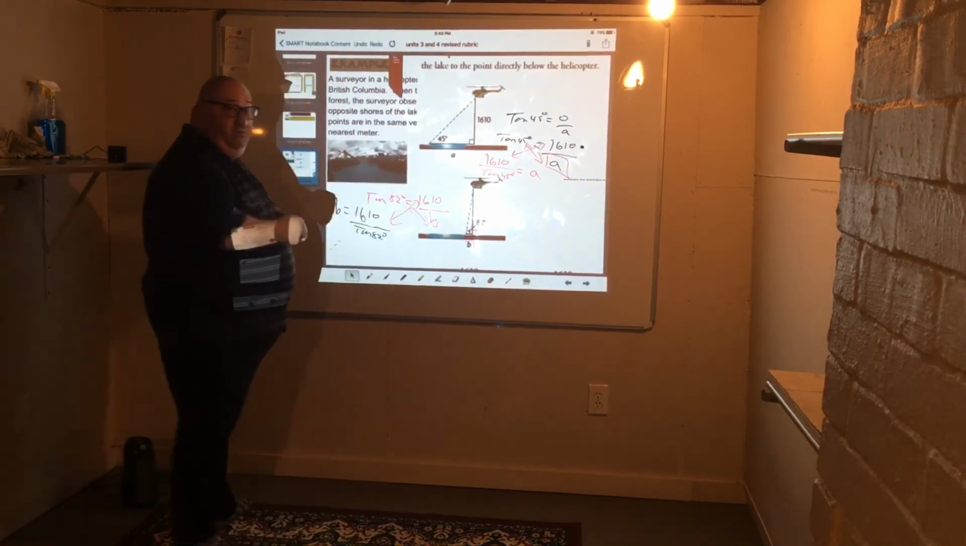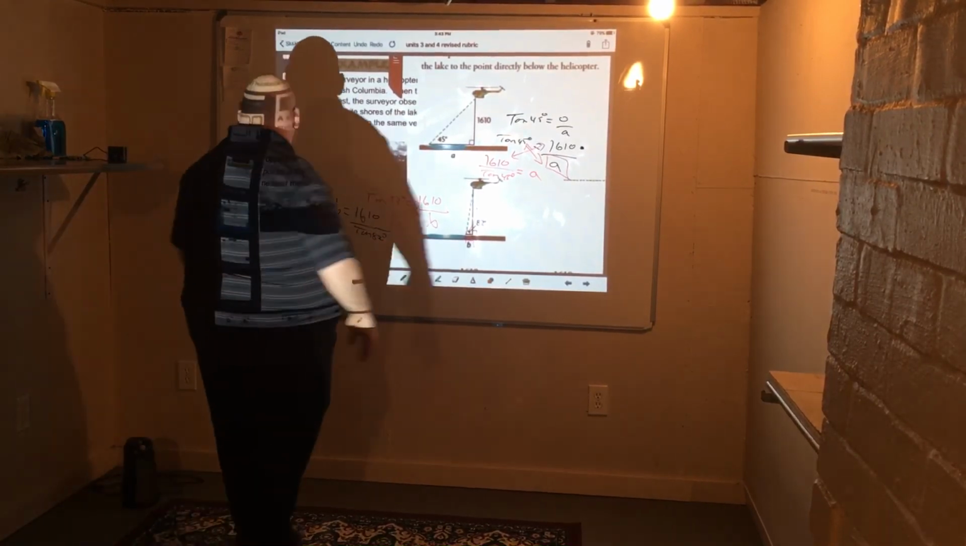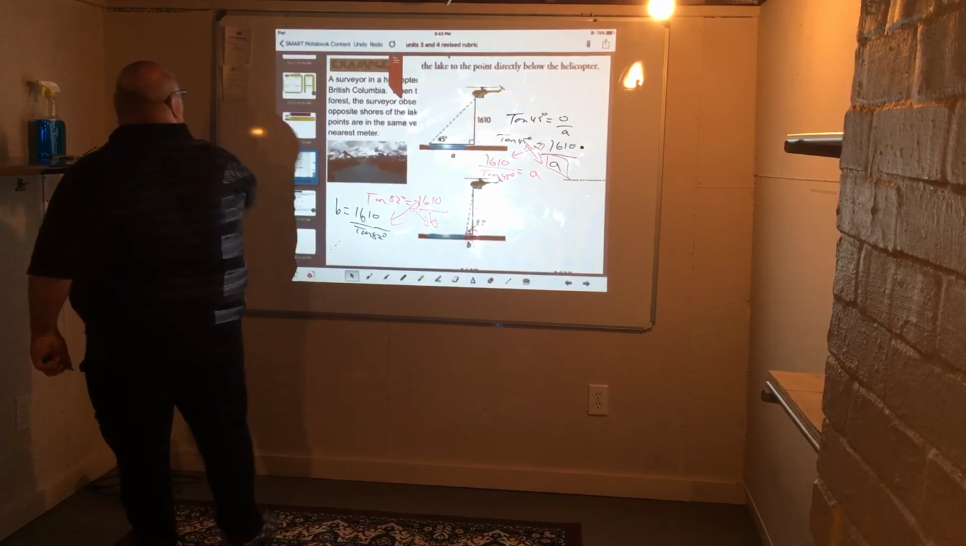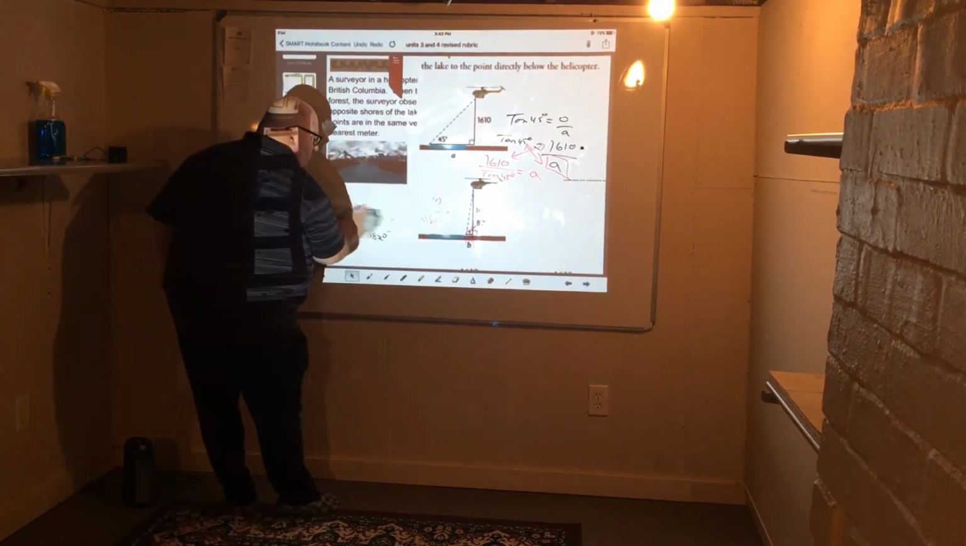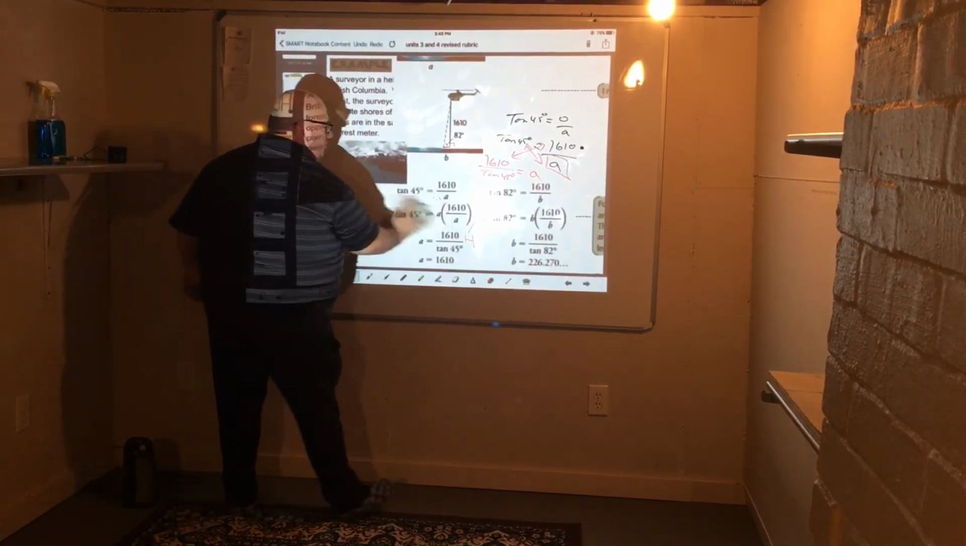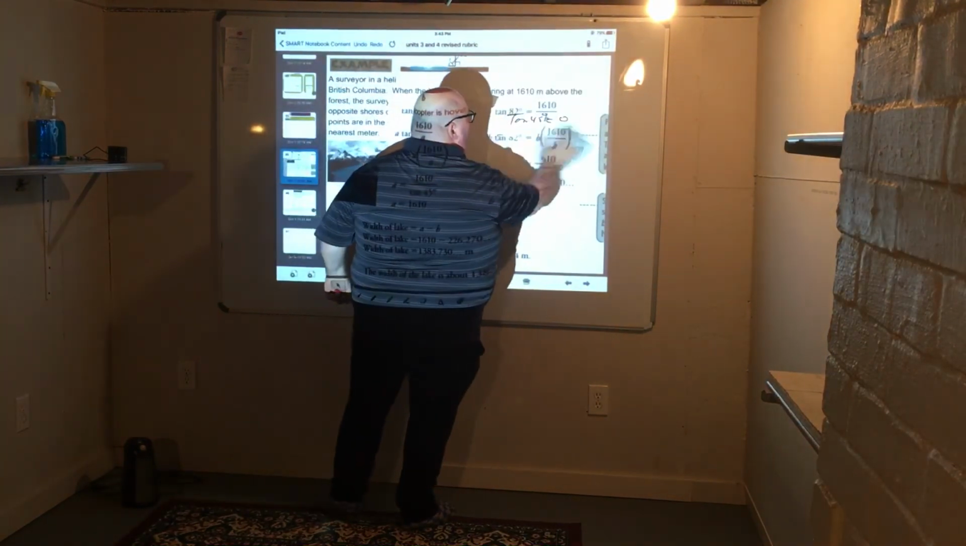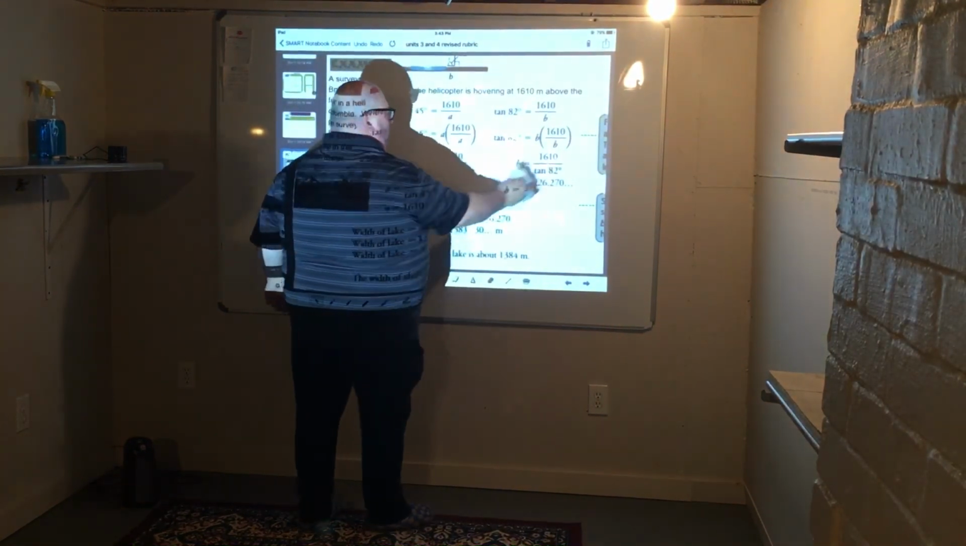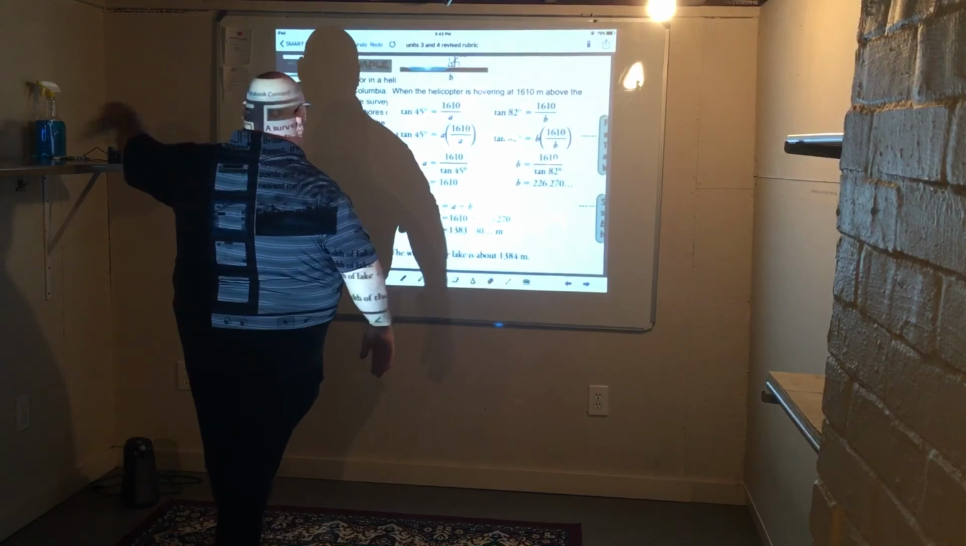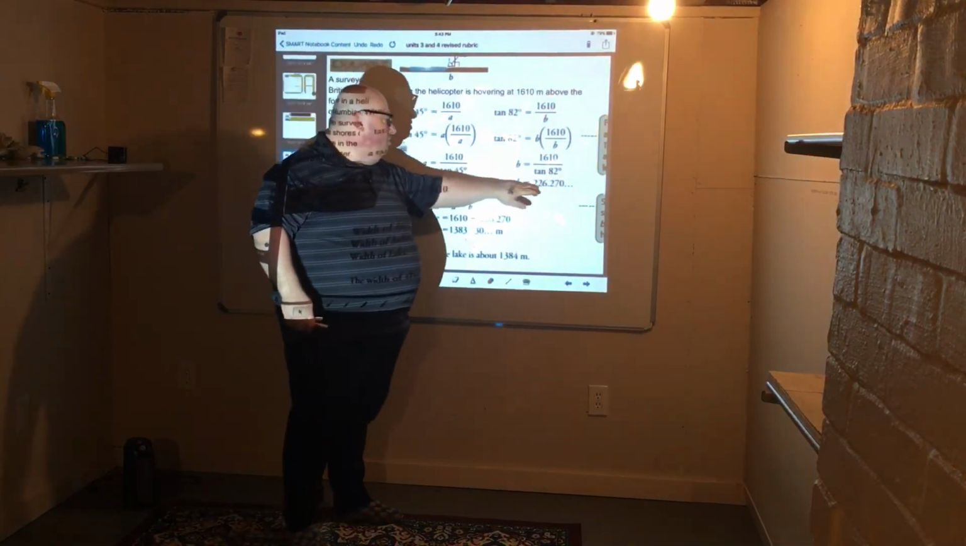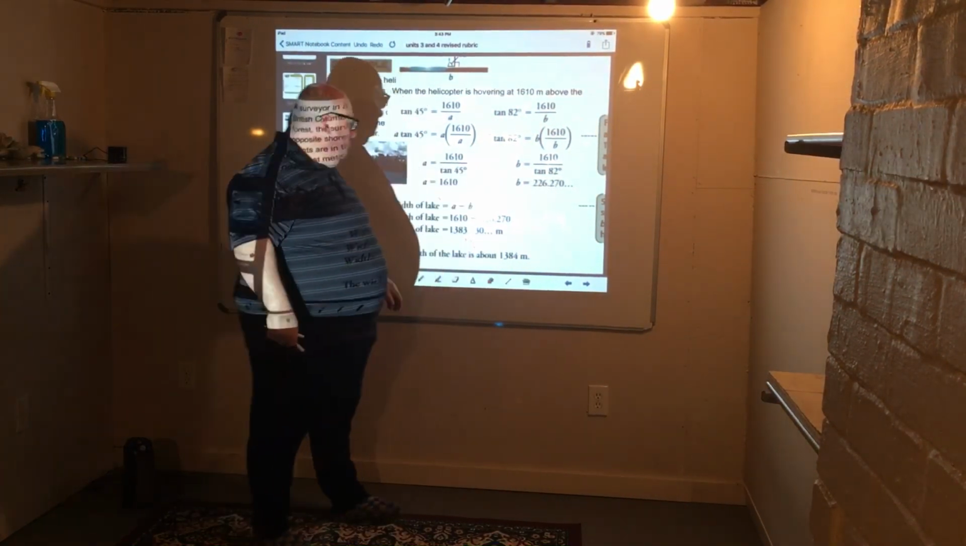So B is 1610 divided by the tan of 82 degrees in this case. Now I don't know what the tan of 82 degrees is. I just know the tan of 45 off the top of my head. But we're just going to slide this thing up, because it's already calculated for us. Okay, so there we go, the tan of 82 degrees, 1610, we get 226.27.